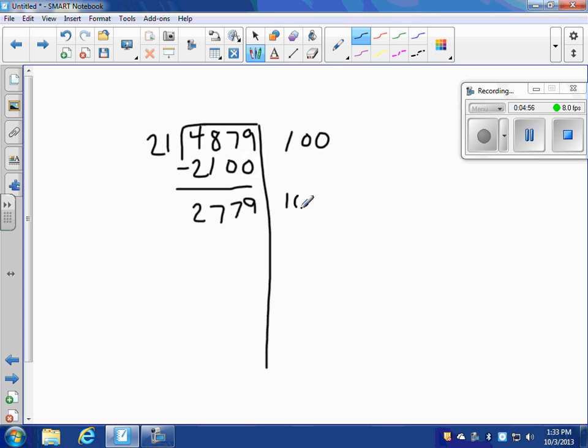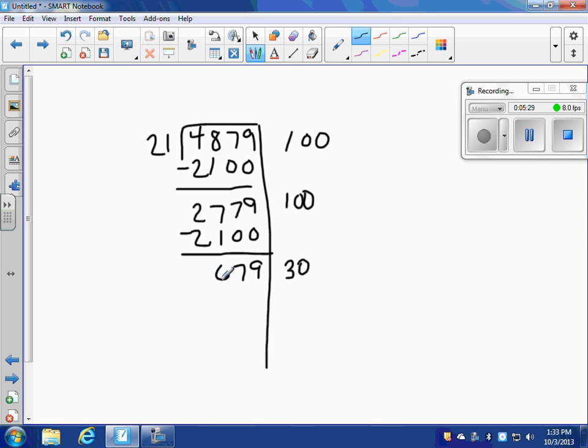Now, I can see that I can take out another 100. So 21 times 100, that's going to give me 2,100. I can take out that chunk again. So look how easy that is. And that leaves me with 679. Now, I would think, how many times would 21 go into 67? And I know that that's going to be 3 times. So that means that 21 will go into 679 probably about 30 times.